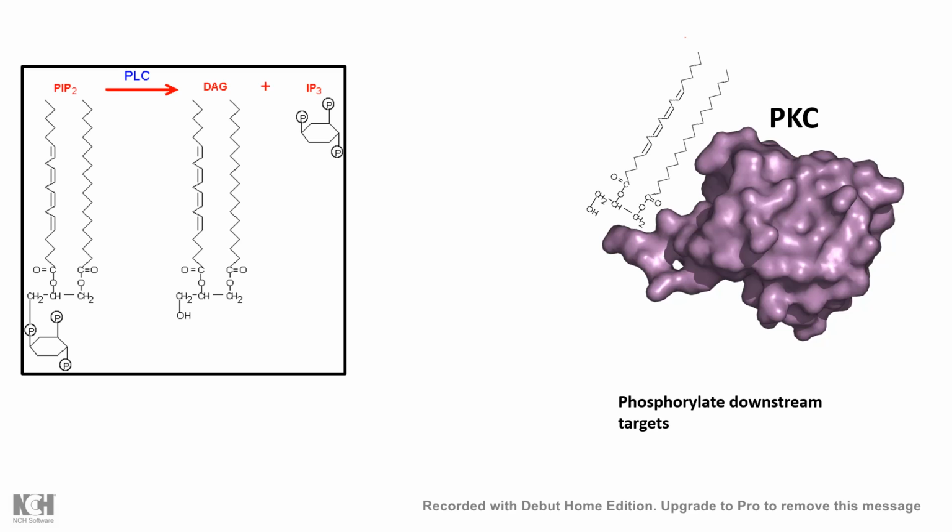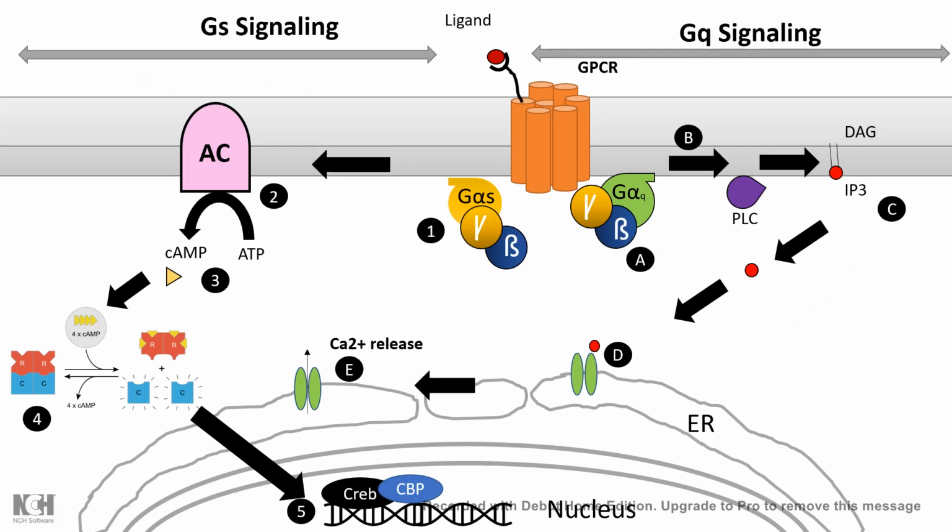So, this was all about the pathway. Now, we just take a look at GS signaling and GQ signaling to have a good comparison between them. In GS signaling, the G alpha subunit activates adenylate cyclase, whereas in GQ signaling, the G alpha Q subunit activates phospholipase C.